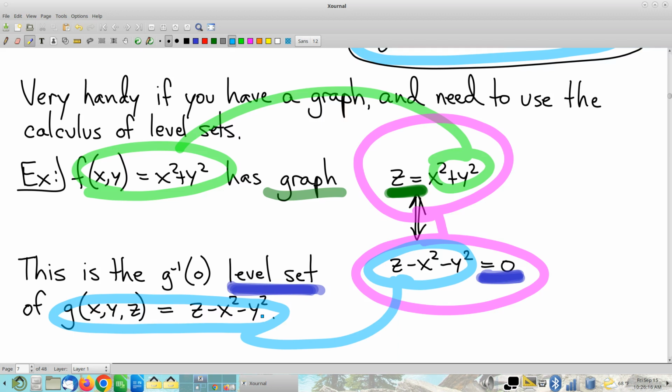Not that one. Very important. Not this one. Don't do the calculus of level sets to this function. That wouldn't make any sense at all. I'm not looking at a level set of that function. Calculus of level sets applied to this function will tell me different information that might be useful, might be something that the calculus of graphs of that function didn't tell me.